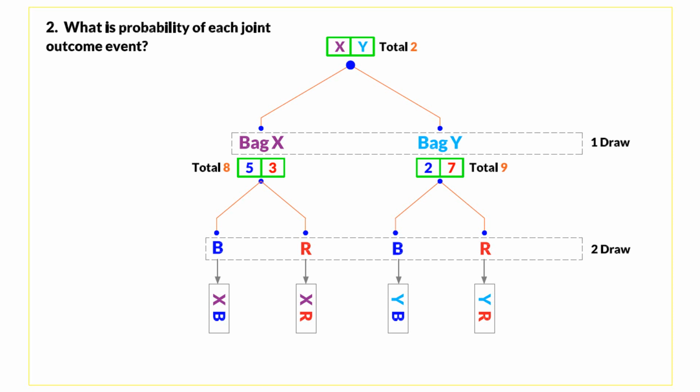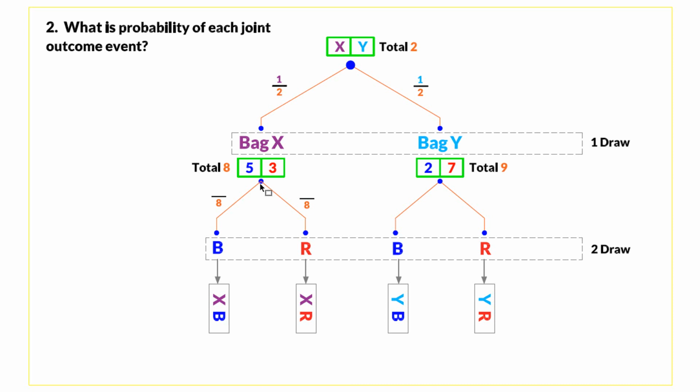In the first draw we are picking one bag out of 2, so the probability denominator is 2. And the probability of picking X or Y is 1 over 2. Now what is the probability of picking a ball from bag X specifically? We have here 8 balls. We are picking one ball out of 8, so the probability denominator is 8.